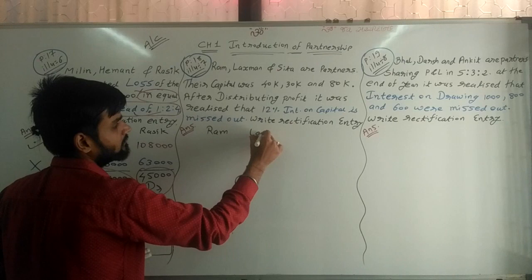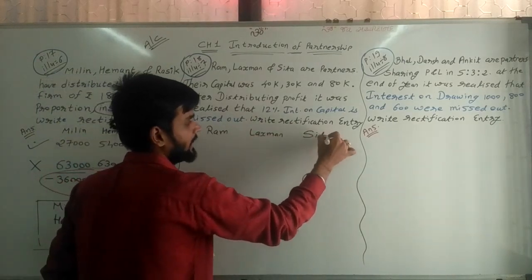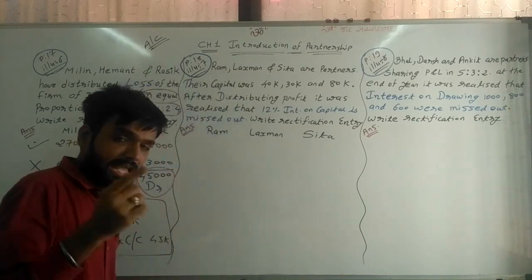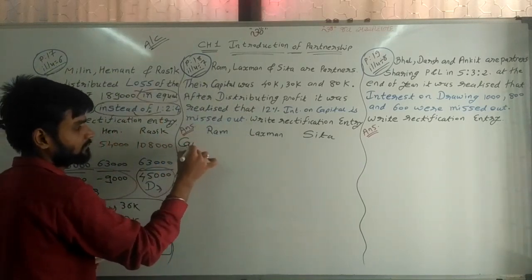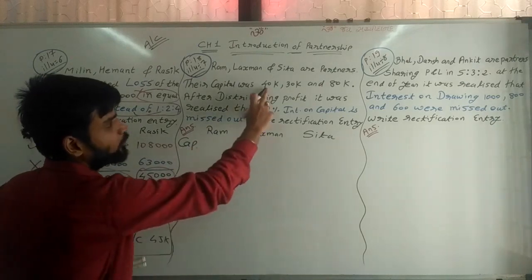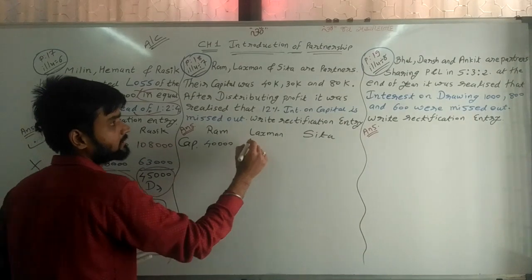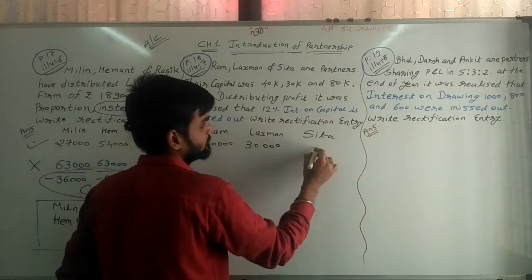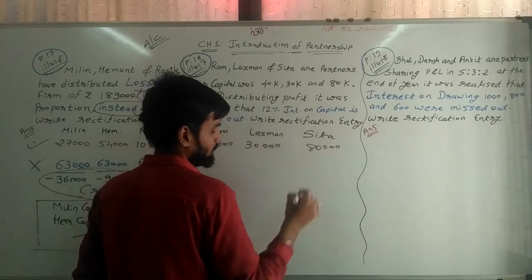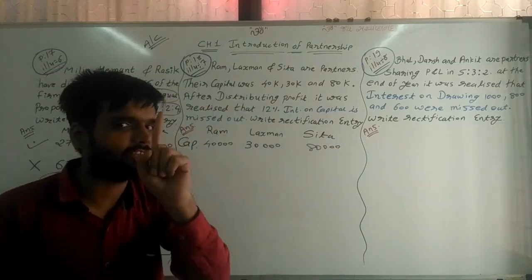Ram, Lakshman and Sita. And their capital is given. Their capital: 40,000, 30,000 and 80,000. So write down 40,000 capital, 30,000 capital, 80,000 capital. This is the capital, not an interest.